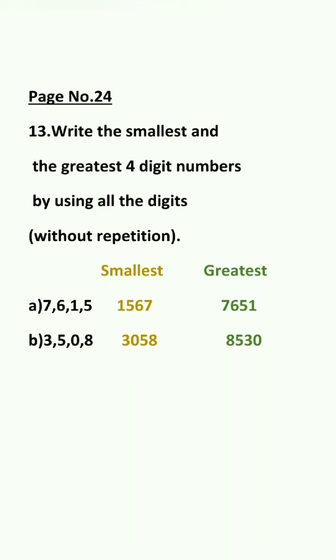So, with the help of these numbers, we have to make the smallest as well as the greatest 4-digit number. So, the smallest 4-digit number will be 3058 and the greatest 4-digit number will be 8530. So, now students, you will write question number 13 in your maths copy.